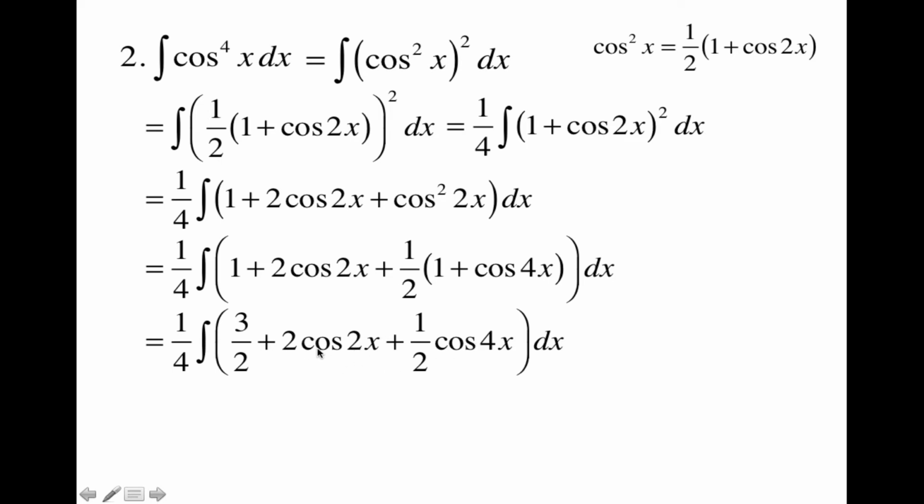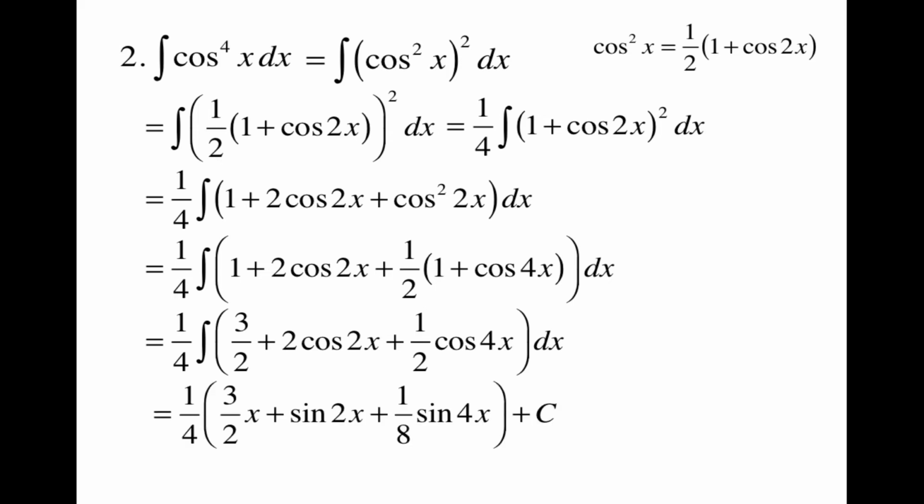When I integrate the cosines, I'm going to have to use u substitution. Now for this PowerPoint, I did not put out each work for the u substitution, but the antiderivative of 3/2, that's just 3/2 times x. Now when I do the integral of 2 cosine 2x, my u is 2x. So that means my du is 2 dx, and I have a 2 here. So that means I'm just integrating cosine u, which is just sine u, and my u is 2x.